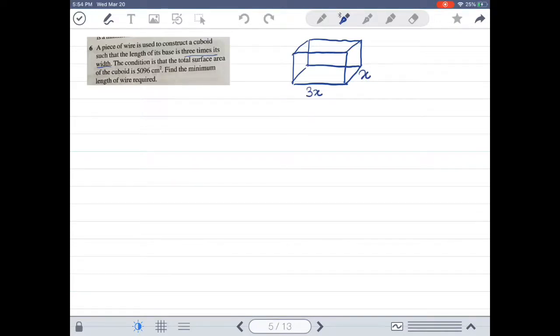And the height will be denoted by the letter h. The condition is that the total surface area of the cuboid is 5096. Means that the total of all the surfaces is 5096.